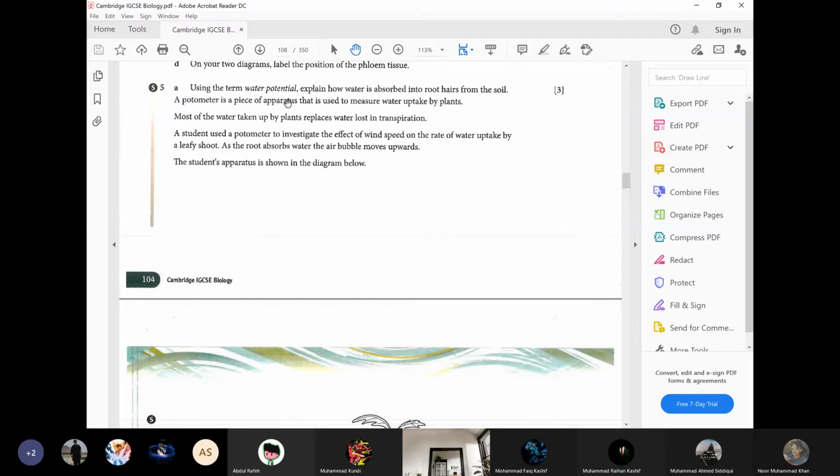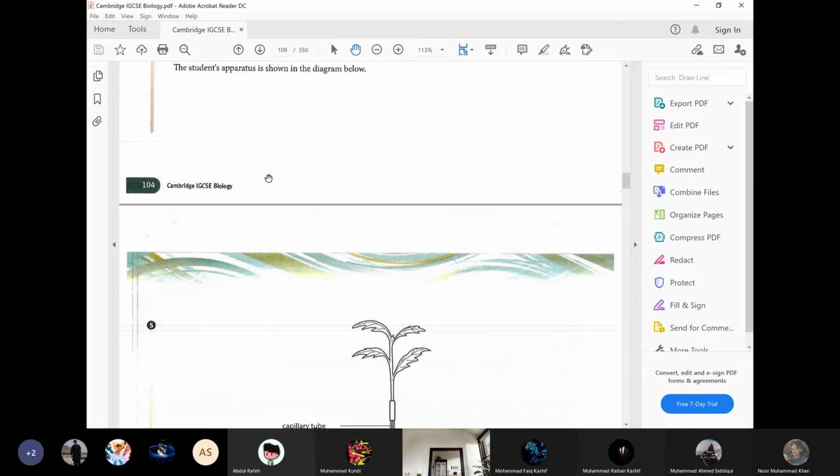A potometer is a piece of apparatus that is used to measure water uptake by plants. Most of the water taken up by the plant replaces water lost in transpiration. A student used a potometer to investigate the effect of wind speed on the rate of water uptake by a leafy shoot. As the root absorbs water, the air bubbles move upwards. The student's apparatus is shown in the diagram below.